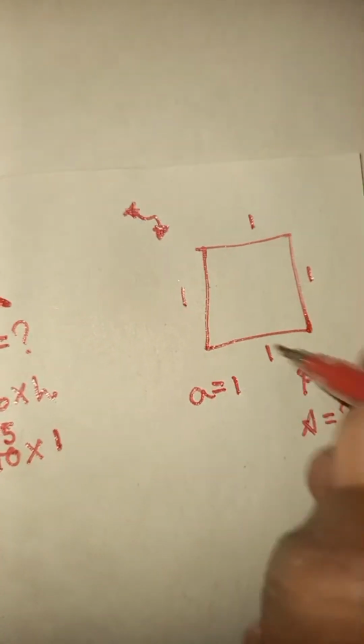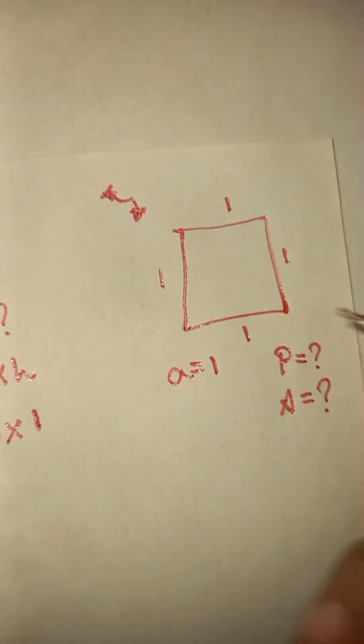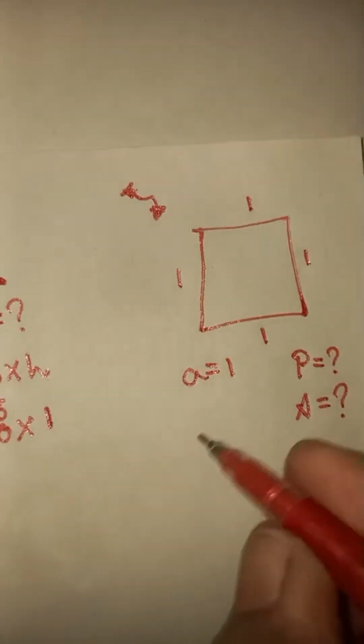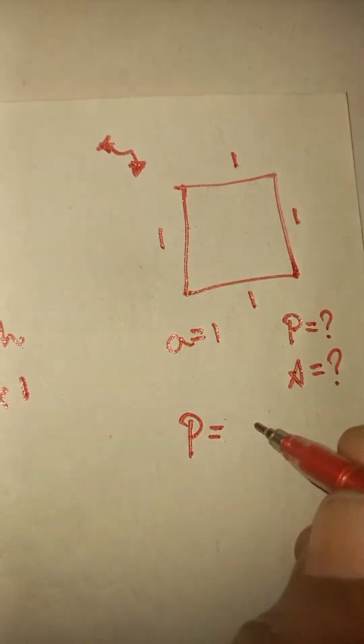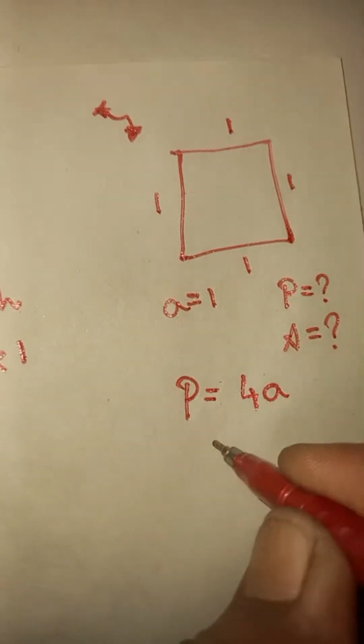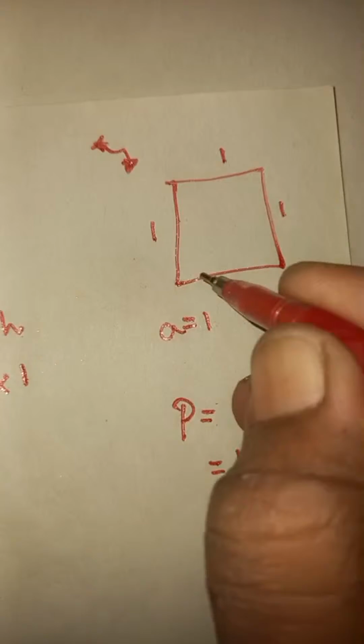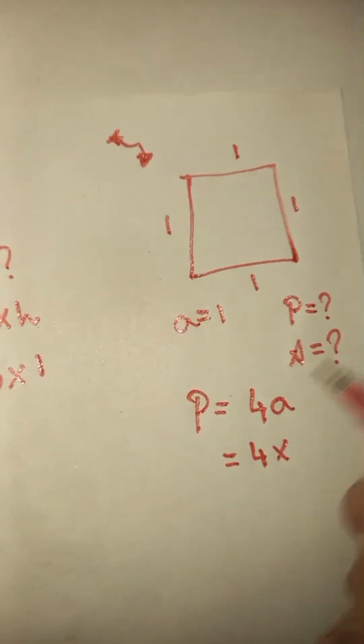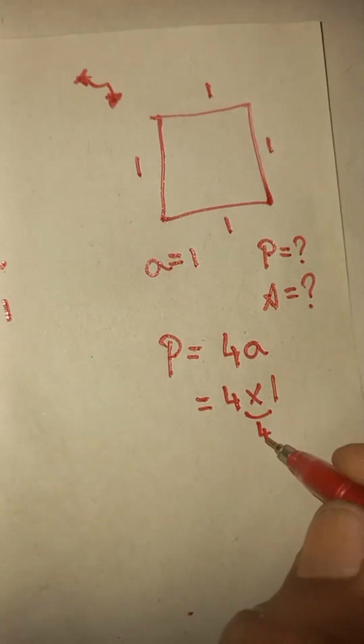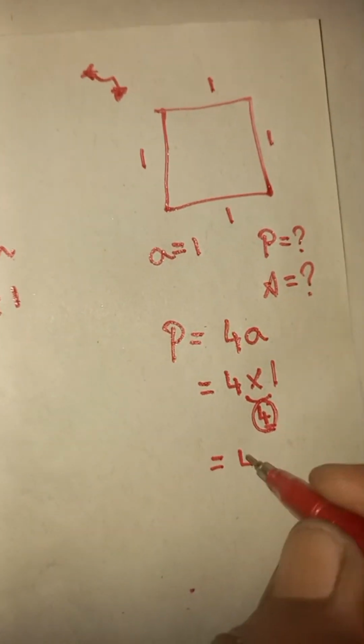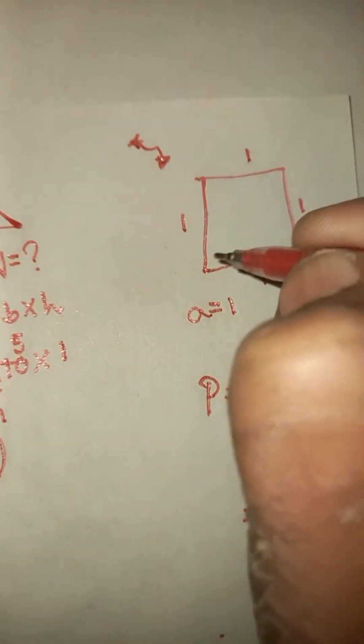They have given this side length, which is 1 unit. Let's find the perimeter of the square, which is 4 times the side length. That becomes 4 times 1 unit, which is 4 units. So 4 units is the perimeter of this square.